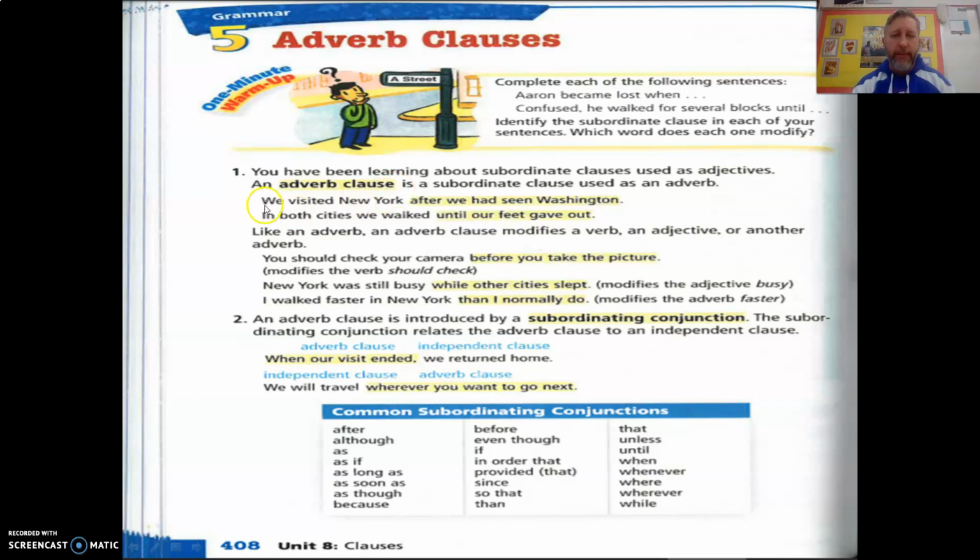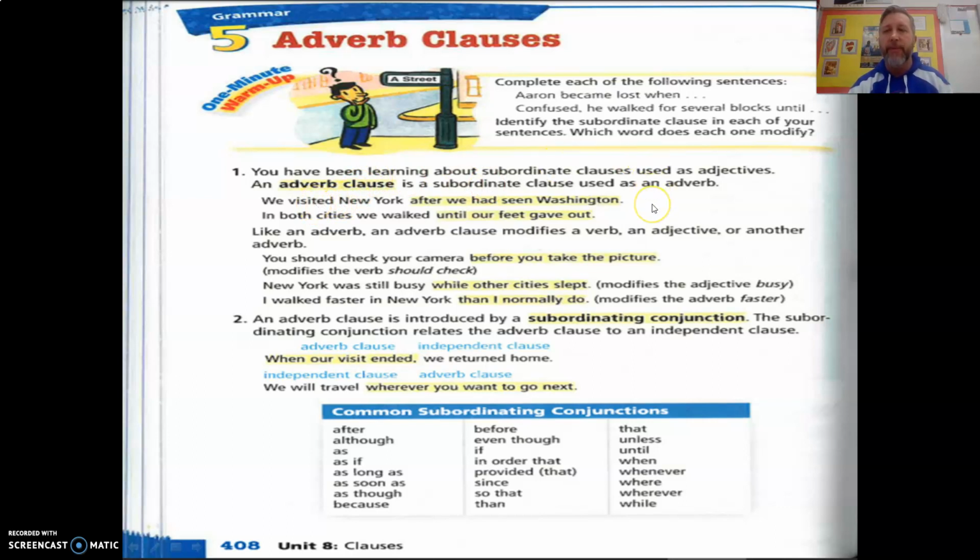So you see that example there: we visited New York after we had seen Washington. In both cities, we walked until our feet gave out. Remember that adverbs, when they're just words, answer the questions how, when, where, and to what extent. So this clause right here, after we had seen Washington, we visited New York. Visited when? After we had seen Washington. So this would serve as an adverb clause because it answers the question when about the verb.